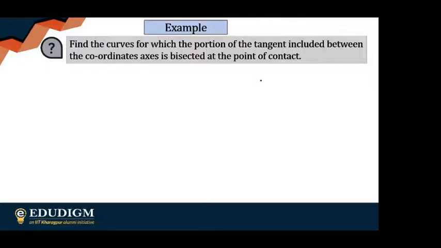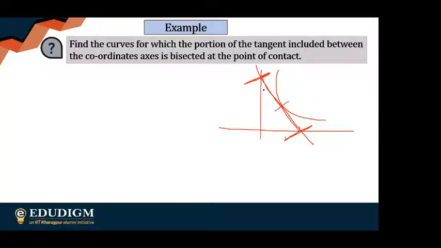Let's not go into the sum or form the differential equation right away. Just try and understand what is meant. Suppose this is a curve. You have a tangent here. What is the length of the tangent included between the coordinate axes? This is the part between the coordinate axes. It is getting bisected at the point of contact. So this will be the same as this one.